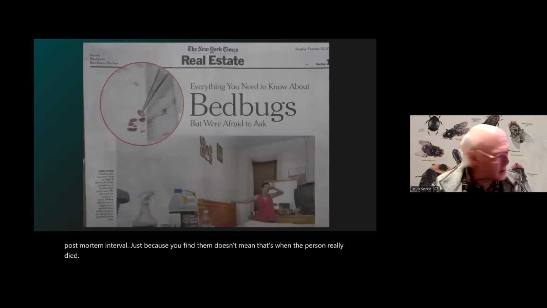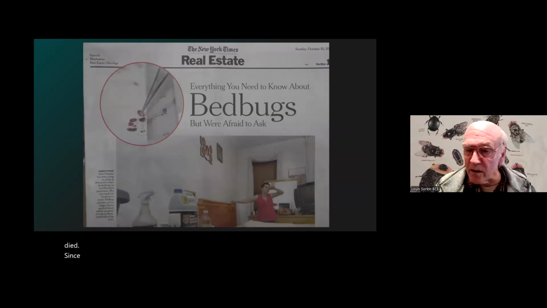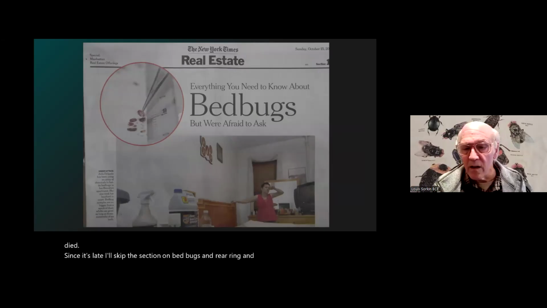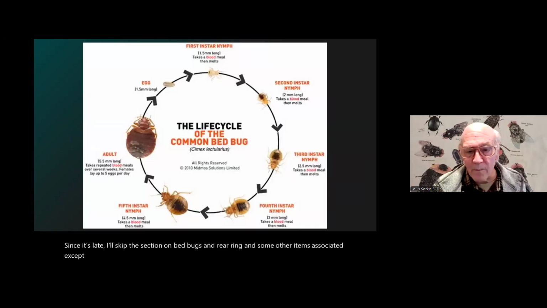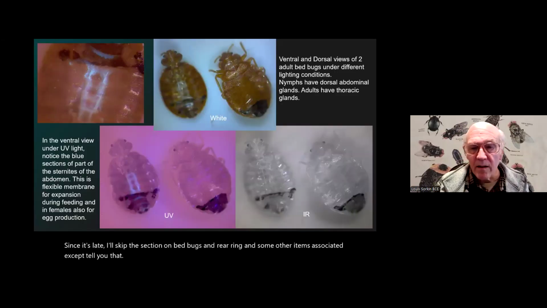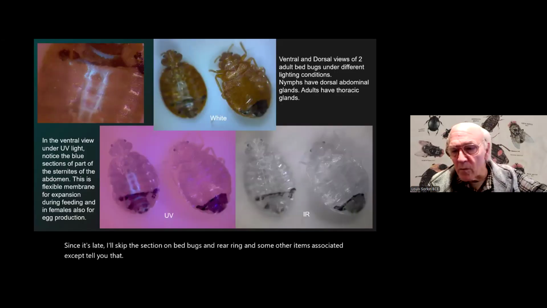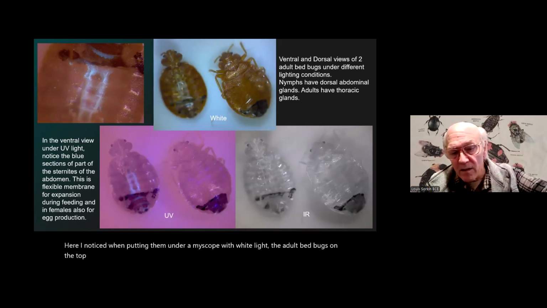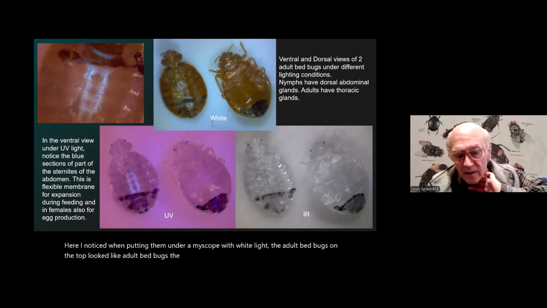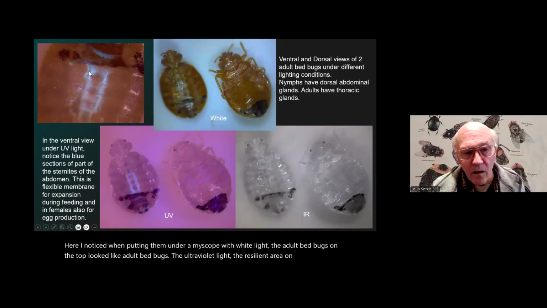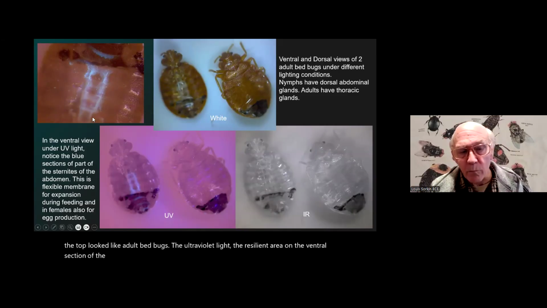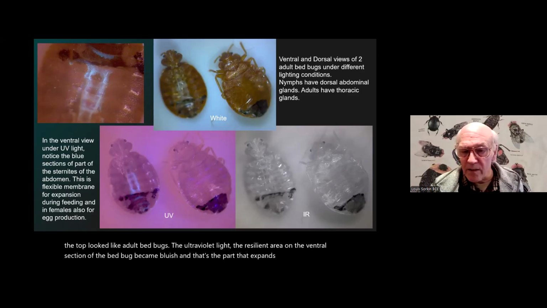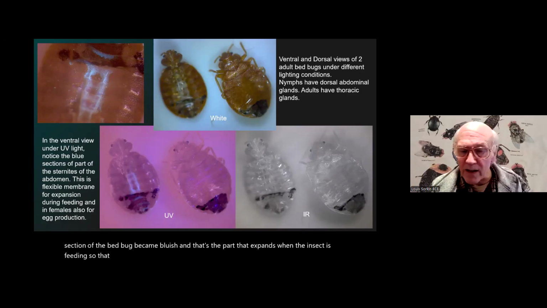And since it's late, I'll skip the section on bed bugs and rearing and some other items associated, except to tell you that here I noticed when putting them under a microscope with white light, the adult bed bugs on the top looked like adult bed bugs. Under ultraviolet light, the resilin area on the ventral section of the bed bug became bluish. And that's the part that expands when the insect is feeding. So we figured that must be resilin reacting to UV light.